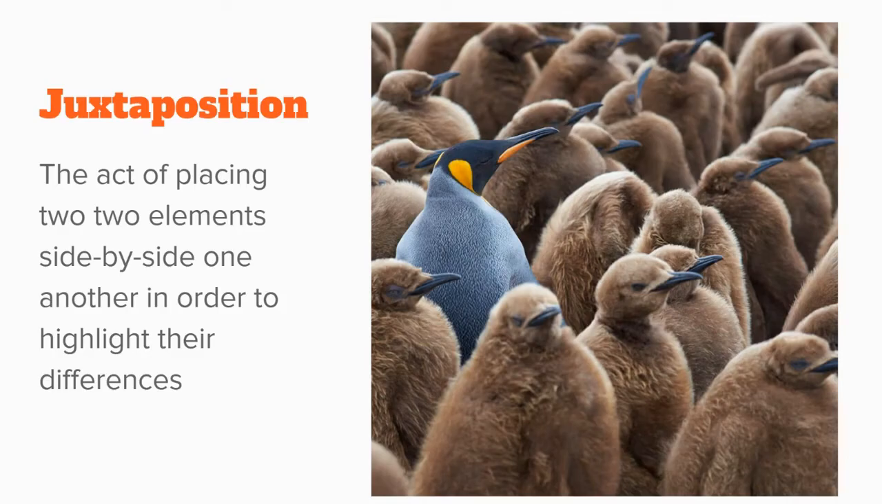Contrast exists because of something called juxtaposition. Juxtaposition is the act of placing two elements, typically side by side one another, in order to highlight and emphasize their differences. As seen here in this photograph, it's very clear which penguin stands out. This penguin here looks nothing like the other penguins in the photograph. Their differences are highlighted because of how close they are in proximity. This is known as juxtaposition.